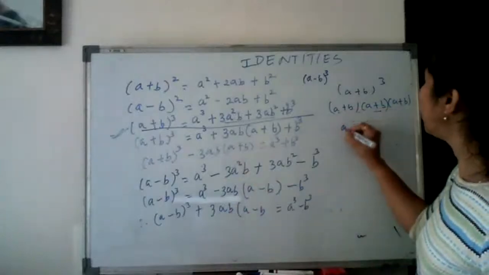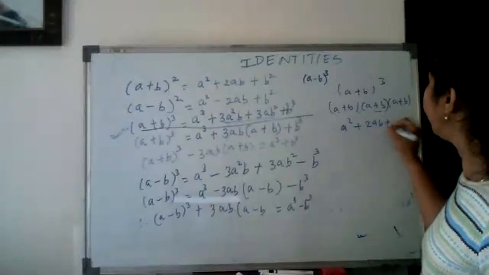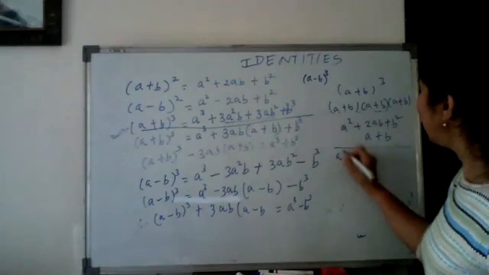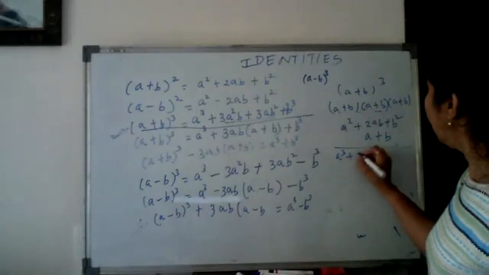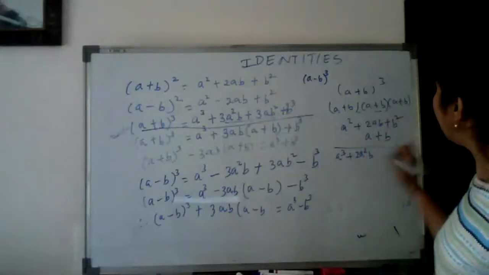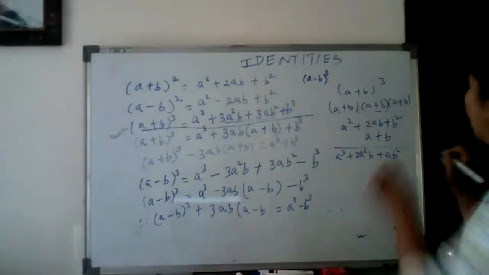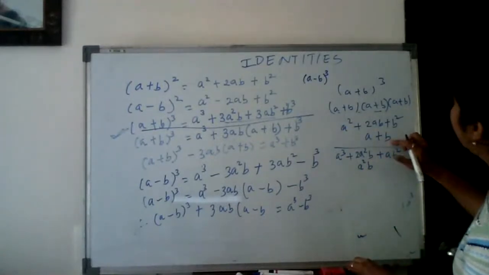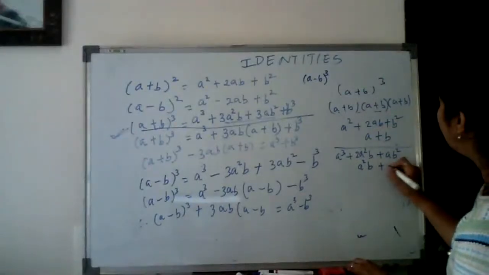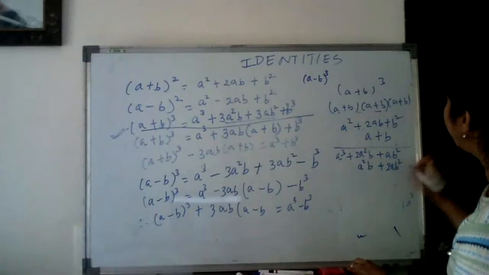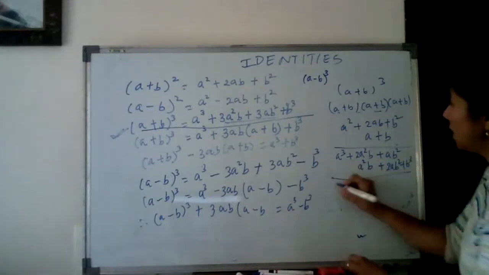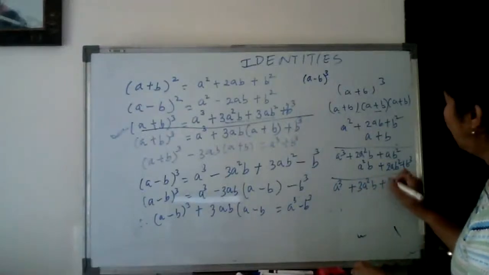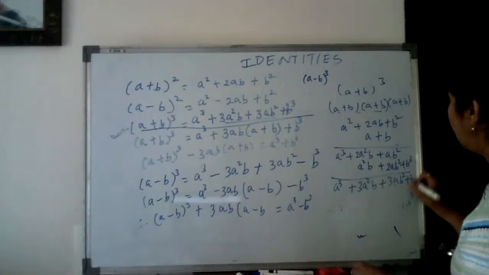So (a + b) into (a + b) is a^2 + 2ab + b^2, into (a + b). I'll just show you by the vertical method easily. So a is multiplied with a^2, so a^3. Then a is multiplied with 2ab, so 2a^2b. Then a is multiplied with b^2, ab^2, isn't it? And then you multiply with b: a^2b, simplified terms. Then 2ab multiplied with b gives 2ab^2, and b into b^2 is b^3. So ultimately you could see a^3 + 3a^2b + 3ab^2 + b^3.